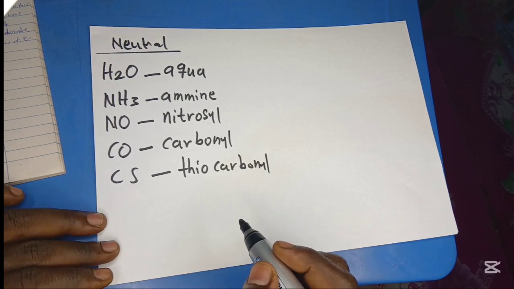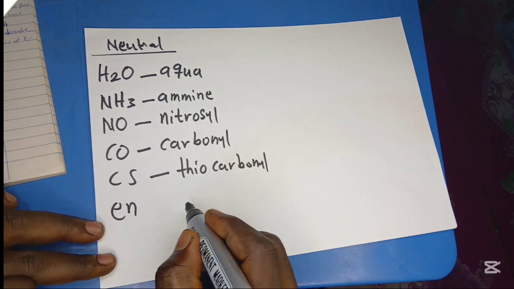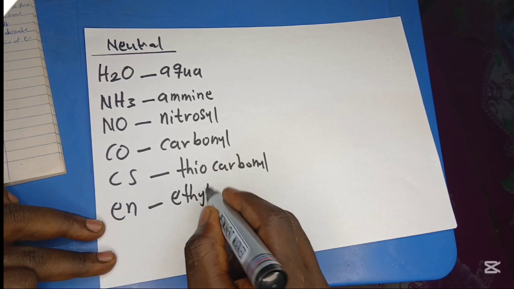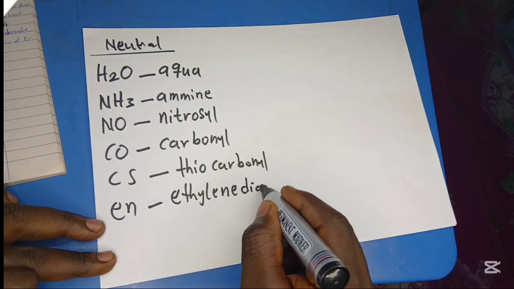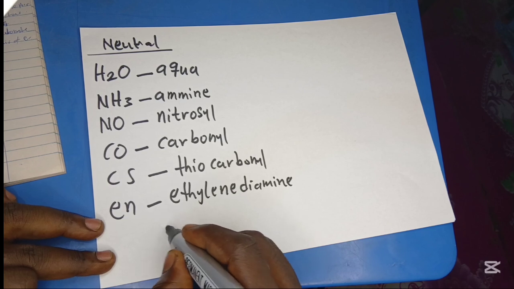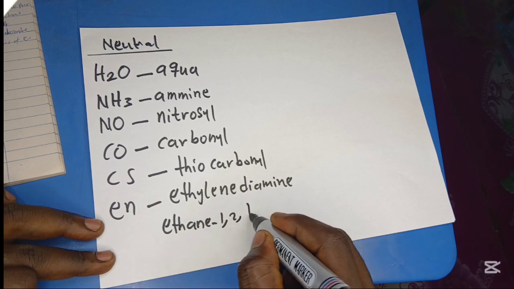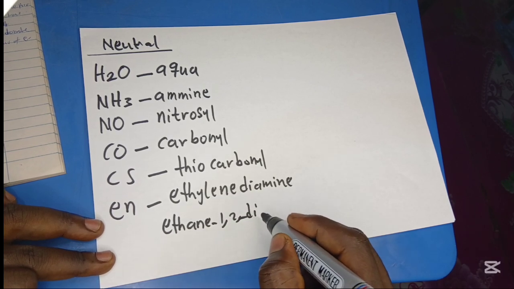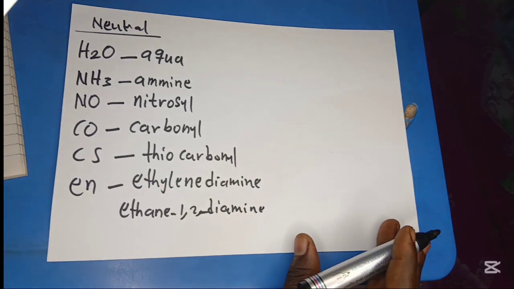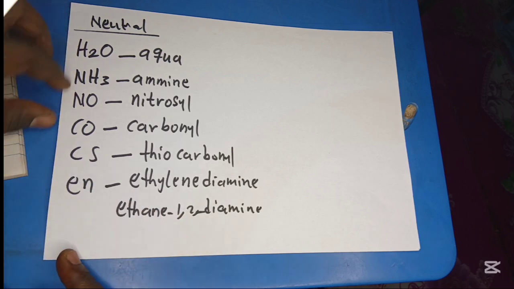And we have en, which is called ethylenediamine. Others also call it ethane-1,2-diamine. So these are the neutral ligands that we have here. Knowing these ligands is important.